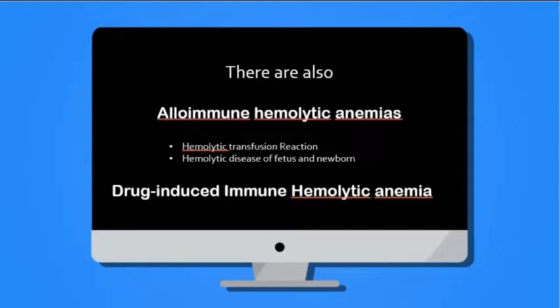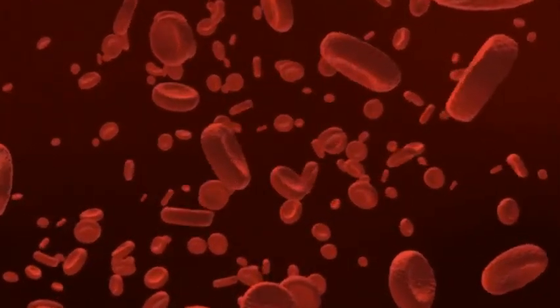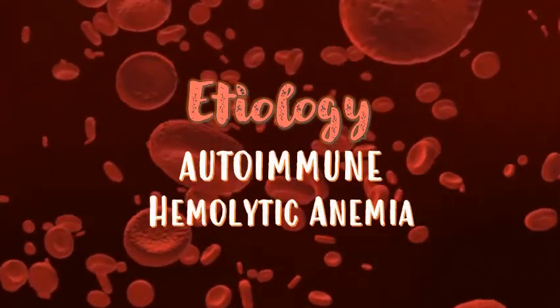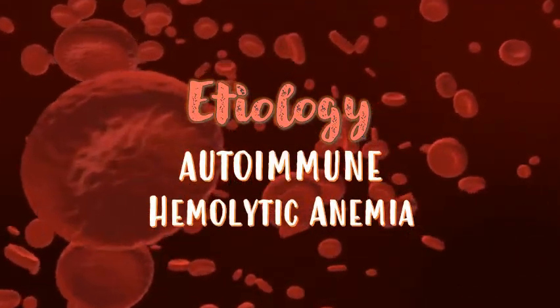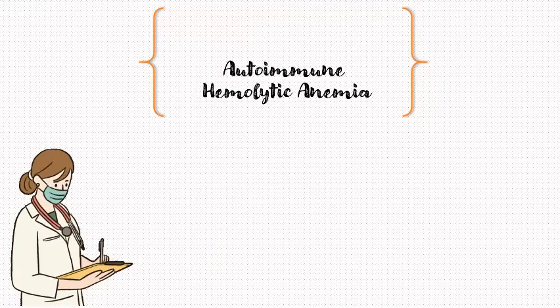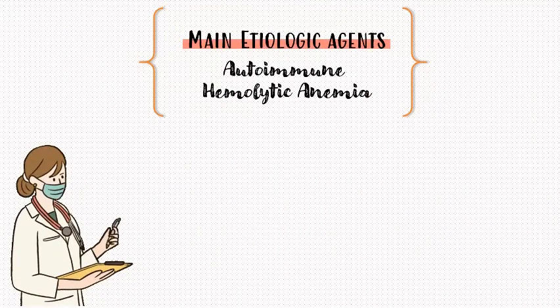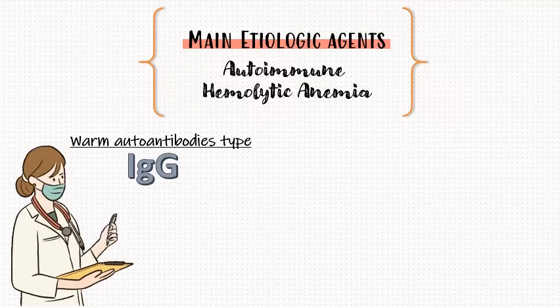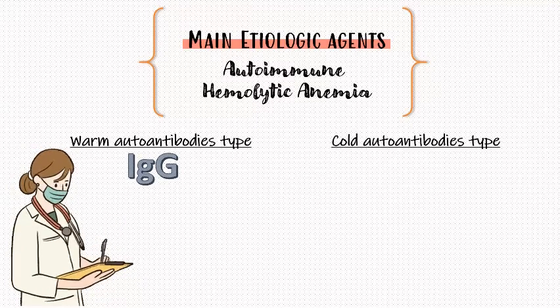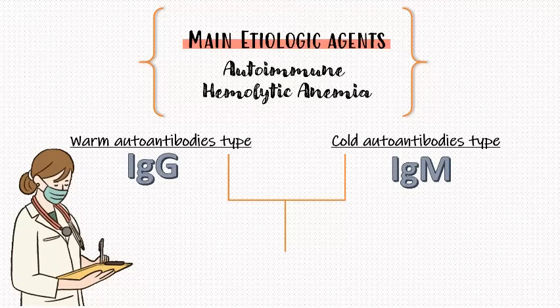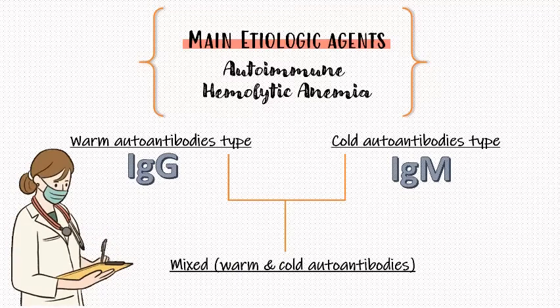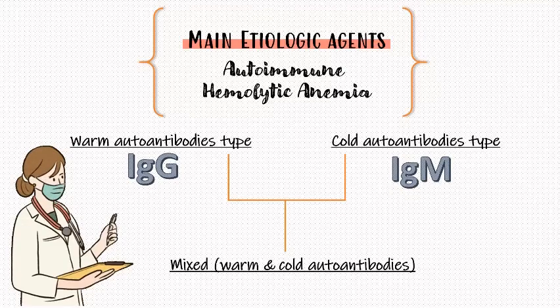Next, we move on to the etiology of autoimmune hemolytic anemia. For the main etiologic agents, for the warm autoantibodies type, the involved agent is immunoglobulin G or IgG, and for the cold autoantibodies type, the involved agent is immunoglobulin M or IgM. There is also mixed type, which is a combination of both warm and cold autoantibodies types, but cases involving this type appear very rarely.